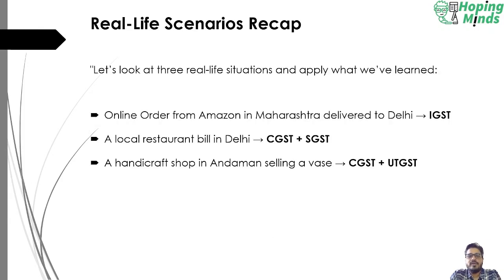Let's recap with a real life scenario. Online order from Amazon in Maharashtra delivered to Delhi. Which tax should be applied? Integrated Goods and Service Tax. A local restaurant bill in Delhi, CGST and SGST. Although Delhi is a union territory, since it has its legislature, we will charge CGST and SGST. A handicraft shop in Andaman selling a vase, CGST and UTGST.